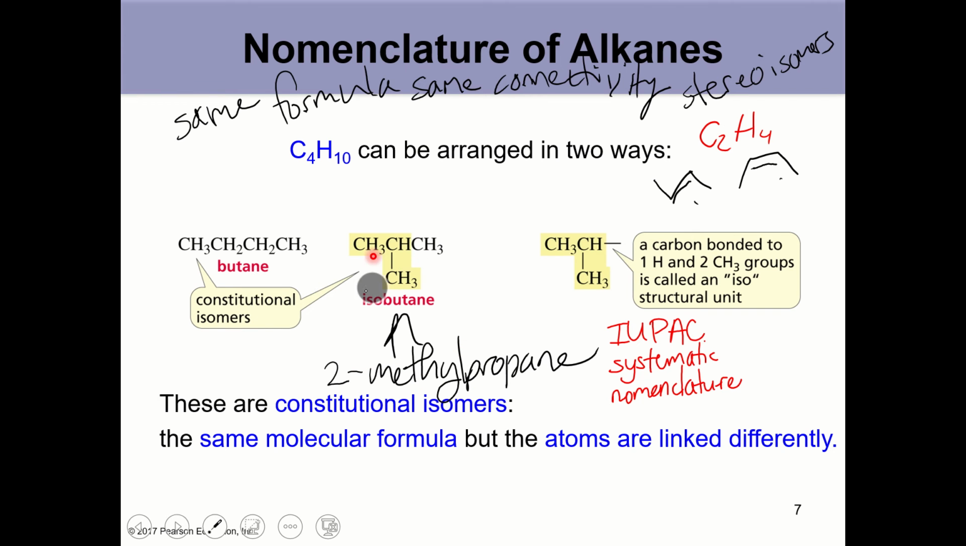Butane and 2-methylpropane are constitutional isomers. These are isomers that have the same molecular formula, but the atoms are linked differently.